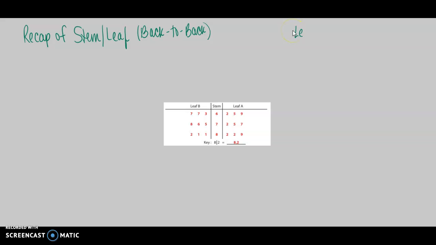So let's just say that we had leaf A data here. So we did 6, 7, 8. So the way this works for set A, whatever, this is not data in context, but this is 62, 65, 69, 72, 75, 77, and 82, 82, and 89. So you're looking at each stem being the tens place and each leaf being the ones place.